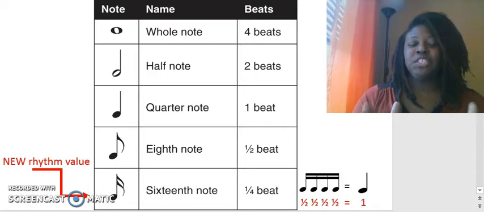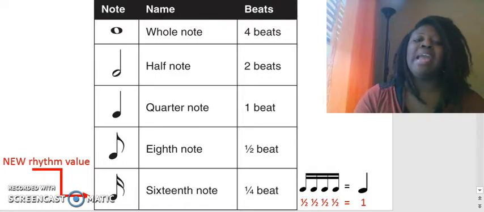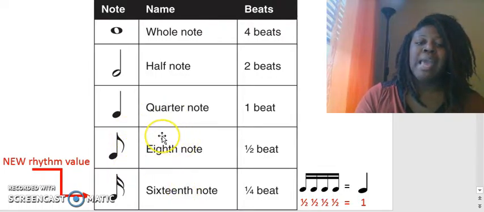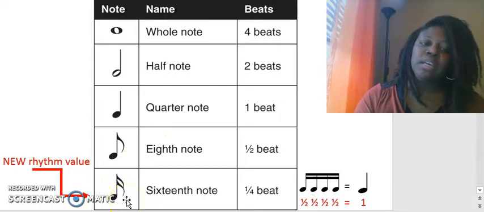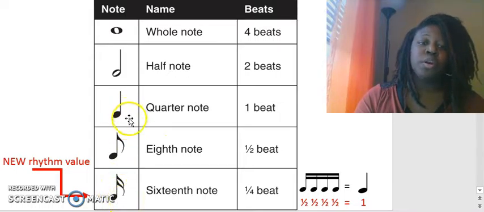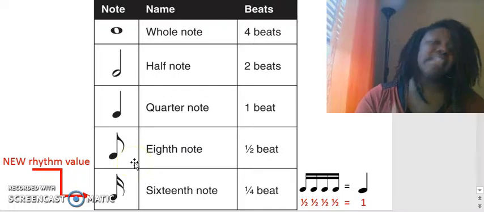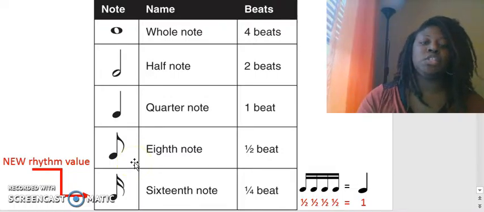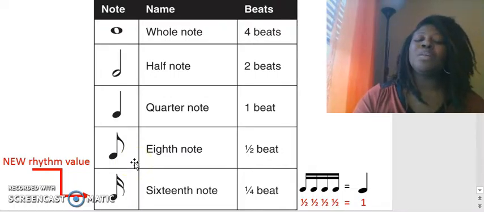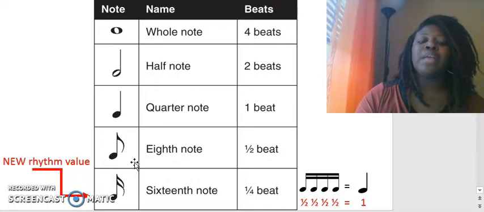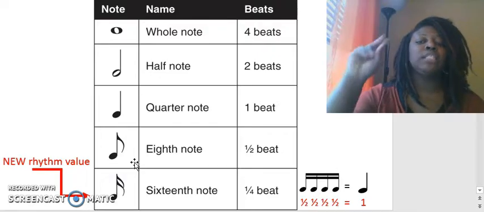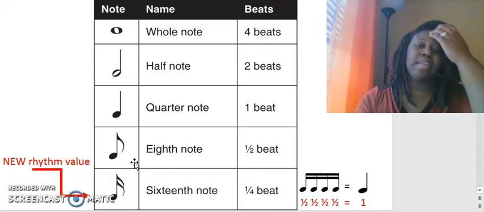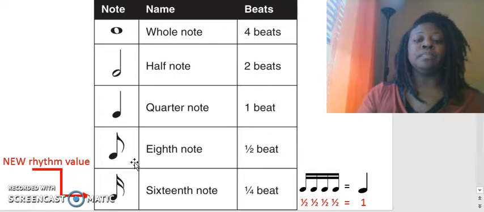Here's the chart that you were looking at yesterday when we added 8th notes to the mix, and now we're looking at something called the 16th note. As you can see, it looks similar to the quarter note and the 8th note. It has a stem going up and down, and the circle is filled in. But what's different about the 16th note? Well, the 8th note had one flag coming down from the top. The 16th note has two flags coming down from the top. That's how we know the difference.